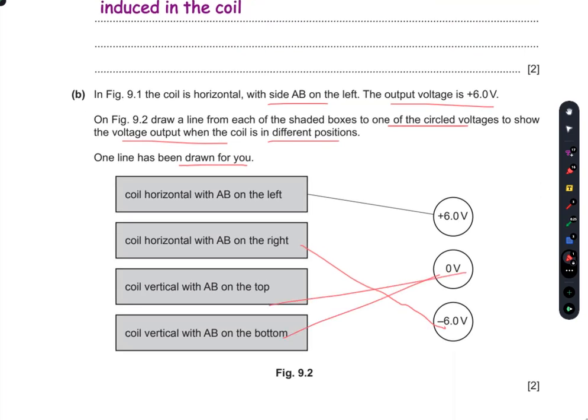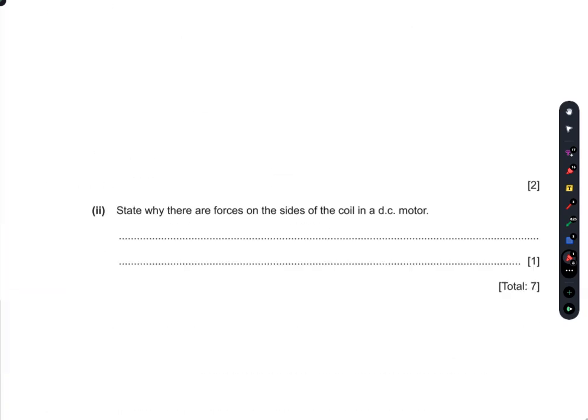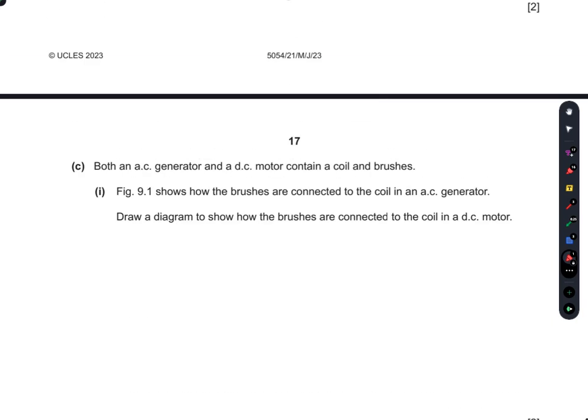So when it is in vertical, there is 0 voltage, 0 current. So that's your answer. Part C.